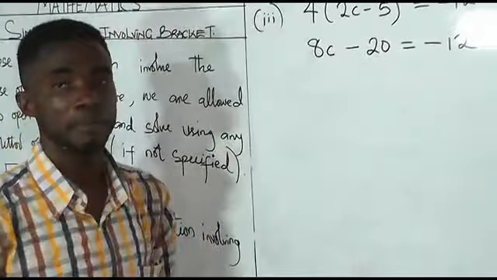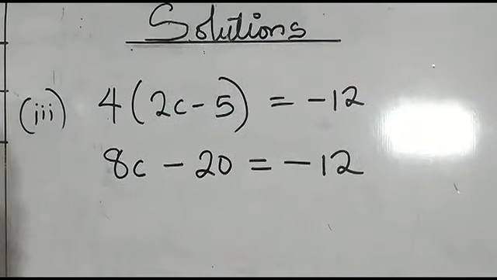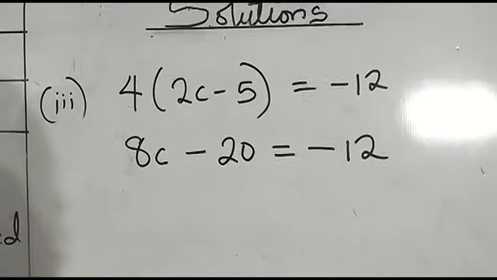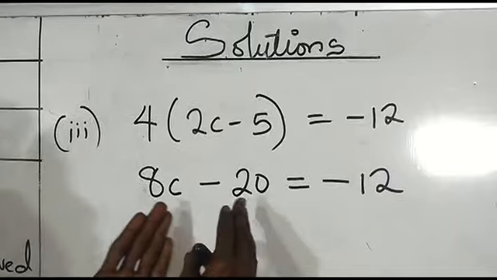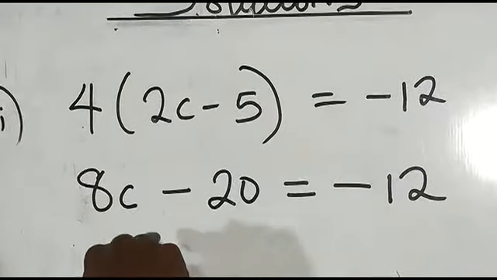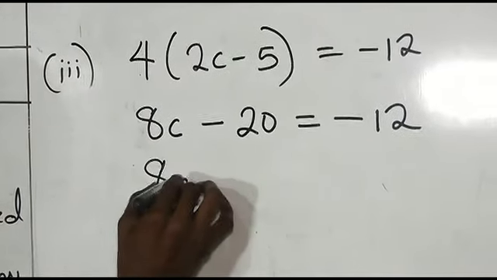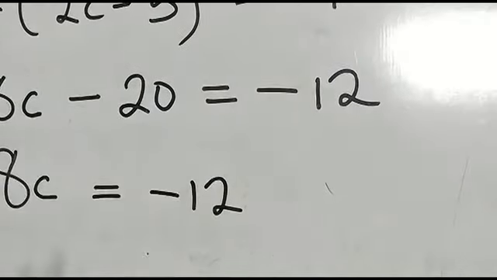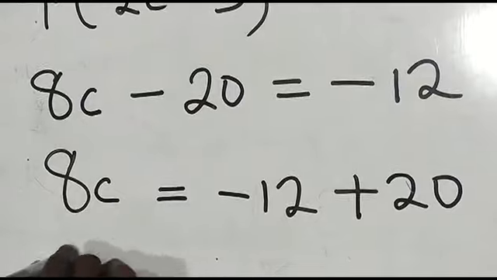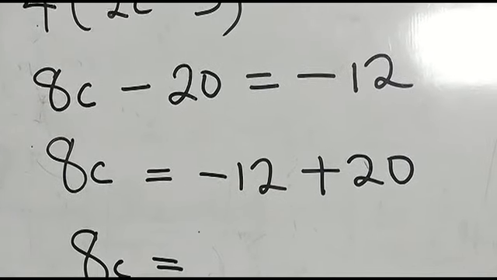Okay, having expanded the bracket, we've simplified to this point. So the next thing to do is to apply any suitable method of your choice, either the balancing method or the collection of like terms method. For this question, I'm going to use the collection of like terms method, which requires me to move this minus 20 from the left-hand side of the equation to the right-hand side. And take note, when minus 20 moves to the right-hand side, the sign changes from minus 20 to plus 20. This will have 8c is now equal to minus 12 plus 20, which is same as plus 20 minus 12, is equal to 8.